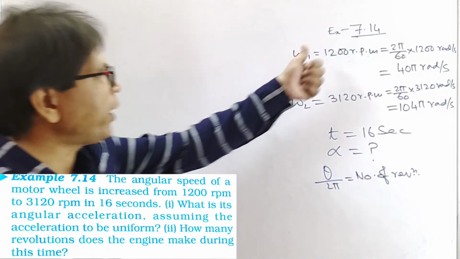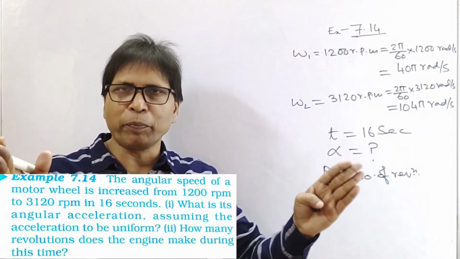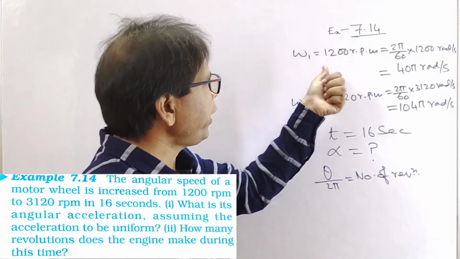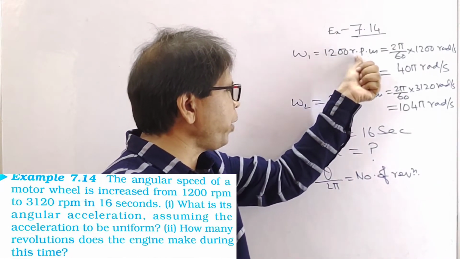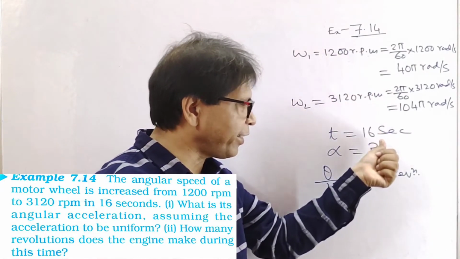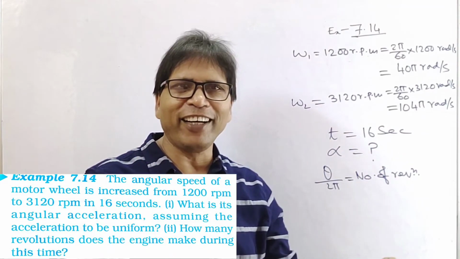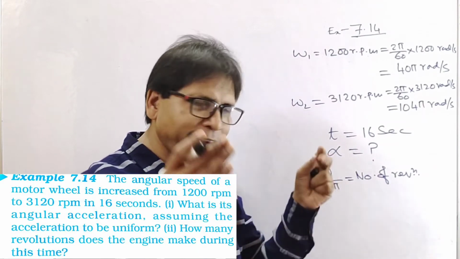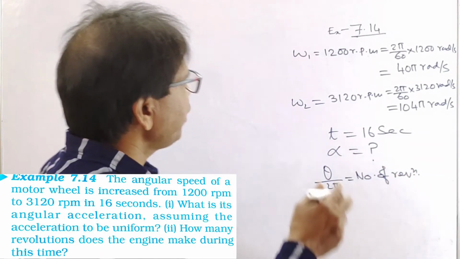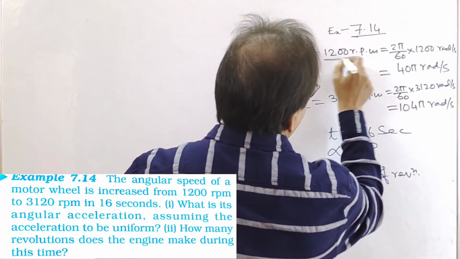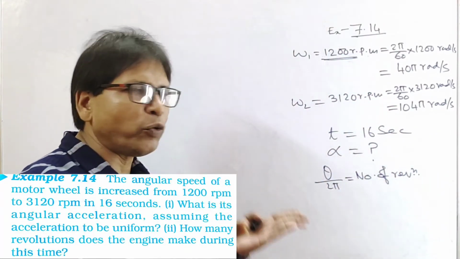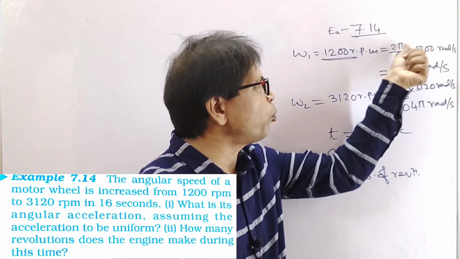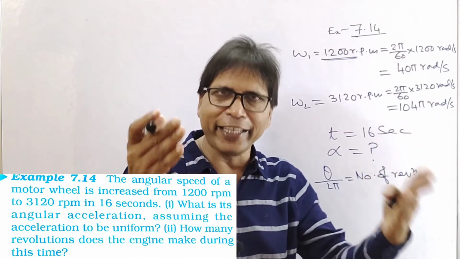Now look at this NCERT example 7.14. The angular velocity of an engine increases from 1200 rpm to 3120 rpm in 16 seconds. We have to calculate angular acceleration and number of revolutions in this period. First of all, omega is given in rpm, and rpm should be converted into radian per second. If rpm is multiplied by 2 pi by 60, we can get radian per second.